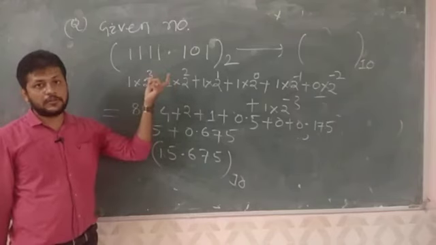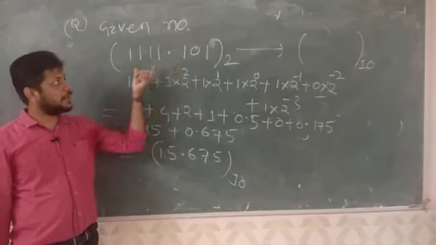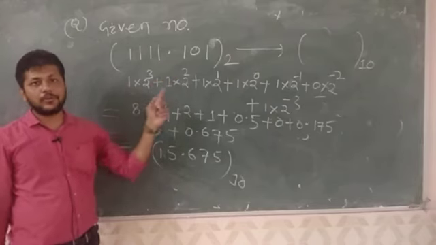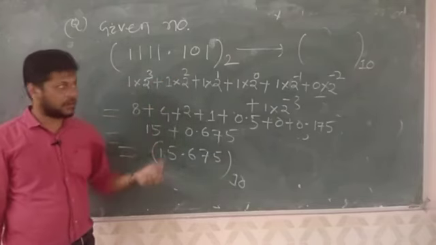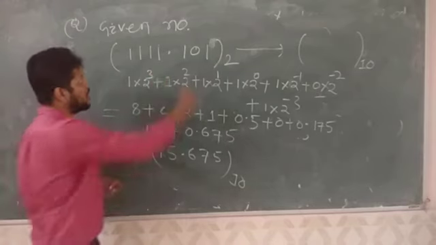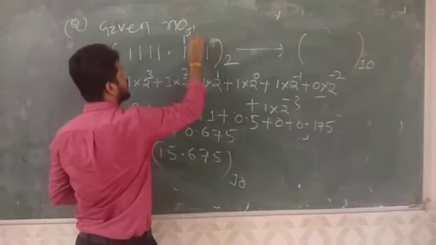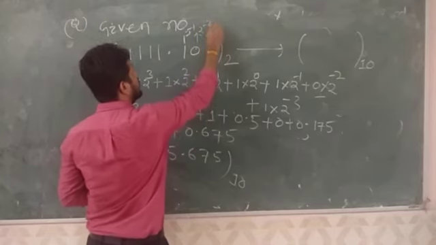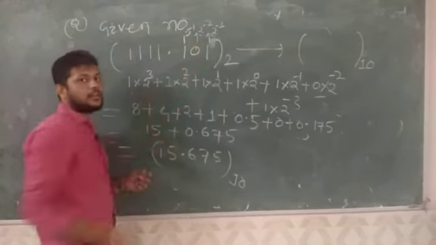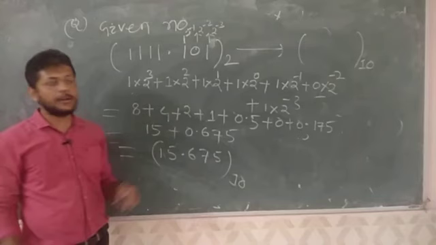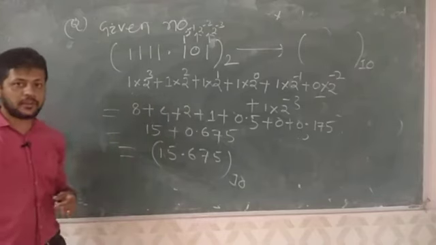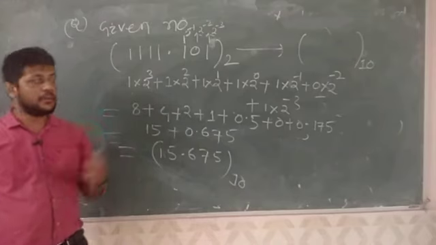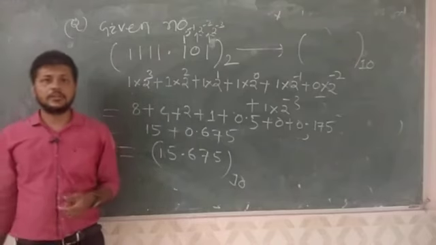If at all a question comes in your semester examination, they will give you this type of number, a mixed number. After the point you need to calculate carefully and use your calculator for your calculation purpose. The positional weight of this digit is 2 to the power minus 1, this one is 2 to the power minus 2 and this one is 2 to the power minus 3, and if any other digit is given on the right side, then that positional weight is 2 to the power minus 4 and so on. So this is the way you need to convert a mixed number into a decimal number.